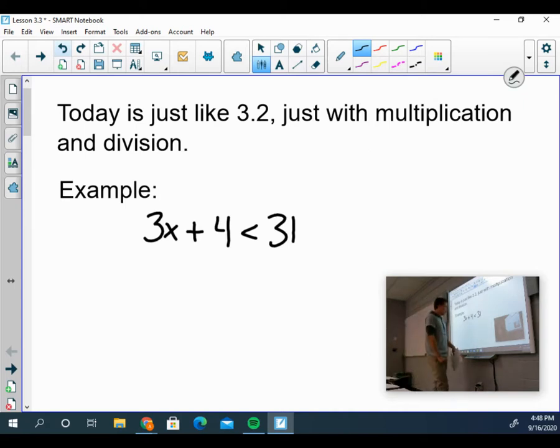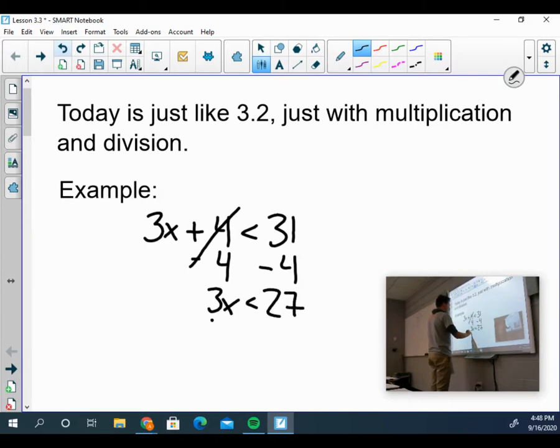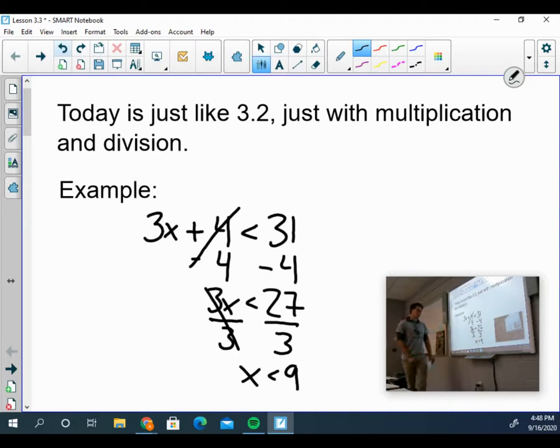I want to get x by itself. What am I going to do? I'm going to subtract 4 from both sides. And just like I would do with an algebraic equation, I'm left with 3x is less than 27. Divide both sides by 3, and I get x is less than 9.